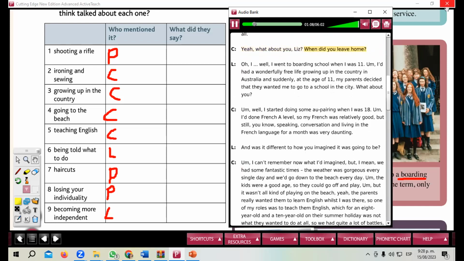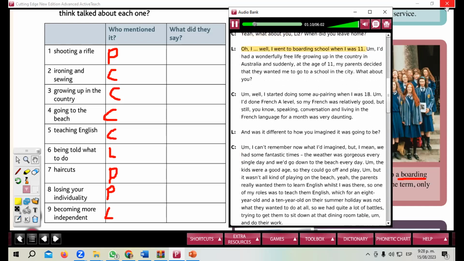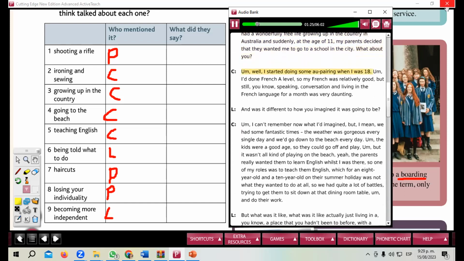What about you, Liz? When did you leave home? I went to boarding school when I was 11. I'd had a wonderfully free life growing up in the country in Australia. And suddenly at the age of 11, my parents decided that they wanted me to go to a school in the city.